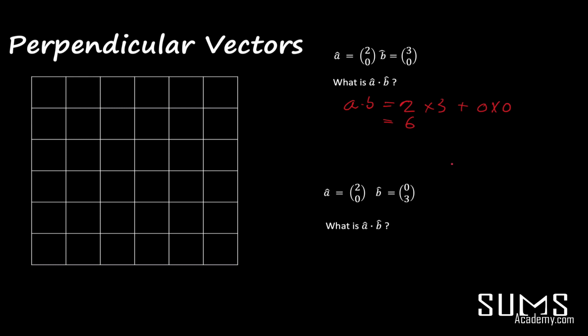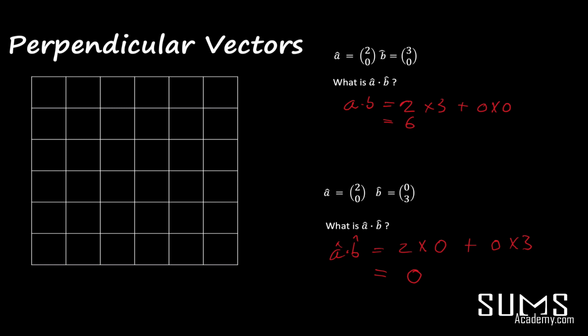Okay, seems pretty straightforward. So what about this one? Next one, what is A dot B? Well, it's going to be the same: A dot B equals 2 times 0 plus 0 times 3. So now we've ended up getting a dot product of 0. Okay, this is a little weird. So why do you think we've got this?